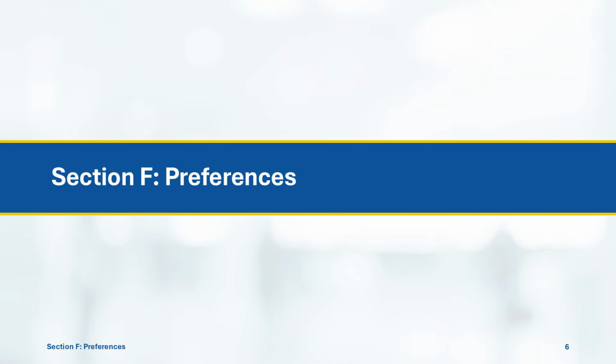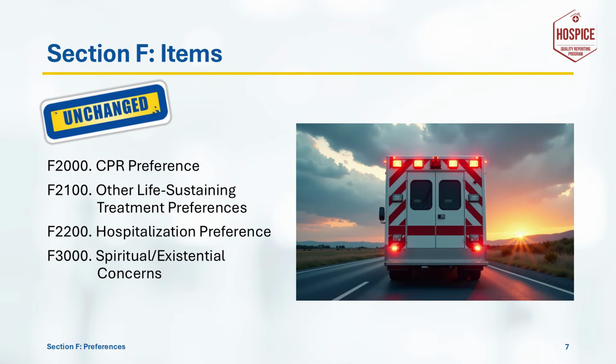Let's begin with Section F, Preferences. Here are the items in Section F. For those who are familiar with this section, these items should look familiar to you, as they've not changed. They include F2000, CPR preference, F2100, other life-sustaining treatment preferences, F2200, hospitalization preference, and F3000, spiritual existential concerns.